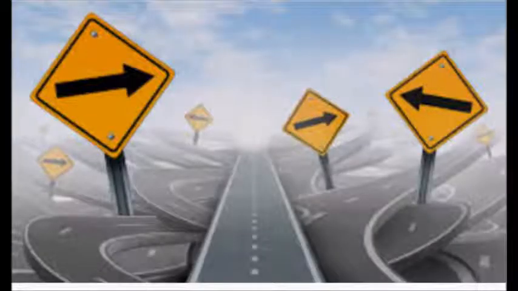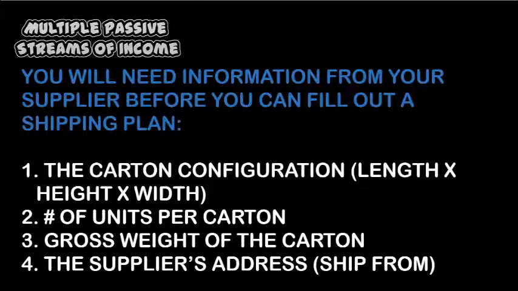Creating a shipping plan was so confusing when I did it the first time. It really didn't get easy until I did it multiple times. First, you have to get certain information from your supplier to complete a shipping plan. Number one, you're going to need the carton size. So that's the length, the height, and the width. The carton is the outer box that the shipper packs your products into in order to ship them to Amazon.